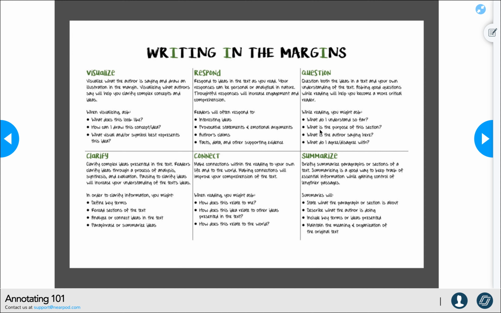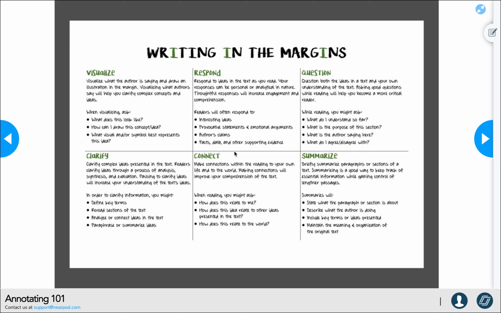Question: what do I understand so far? What's the purpose? What is the author saying? Do I agree or disagree? And also question the meanings. What is the meaning of this word in this sentence? What am I missing? What information do I need? Clarify. Define key terms. Reread sections of the text and analyze or connect ideas in the text. Paraphrase and summarize.